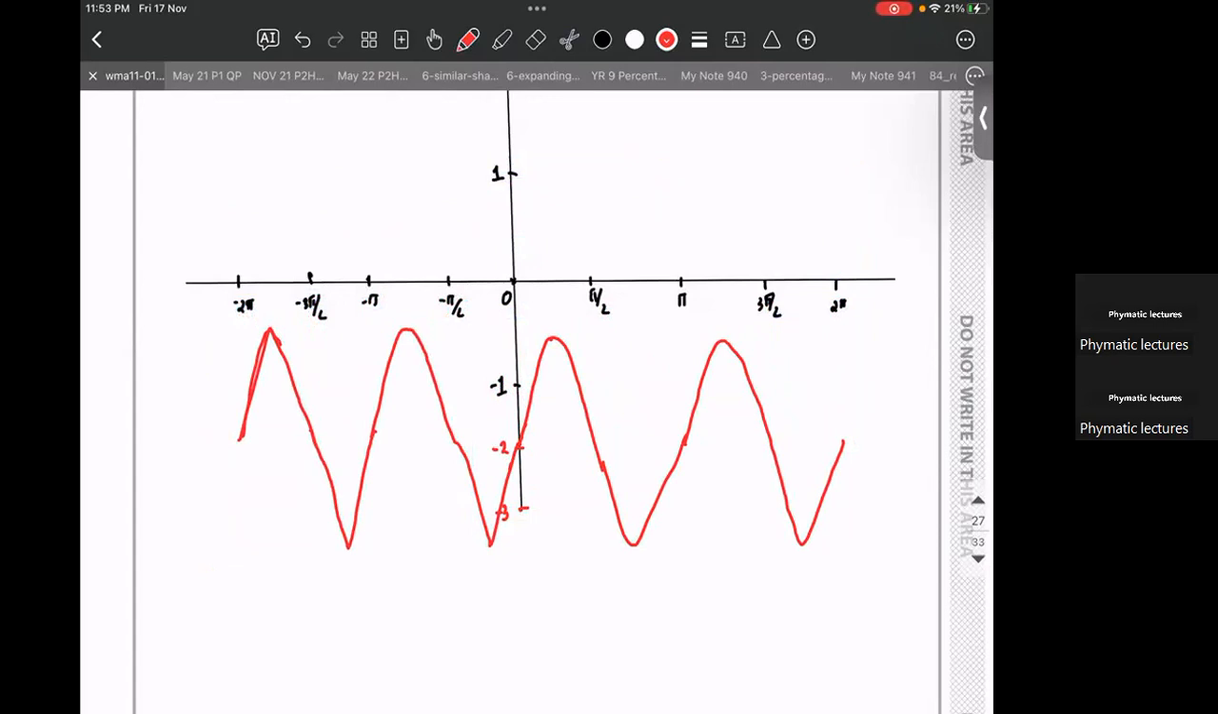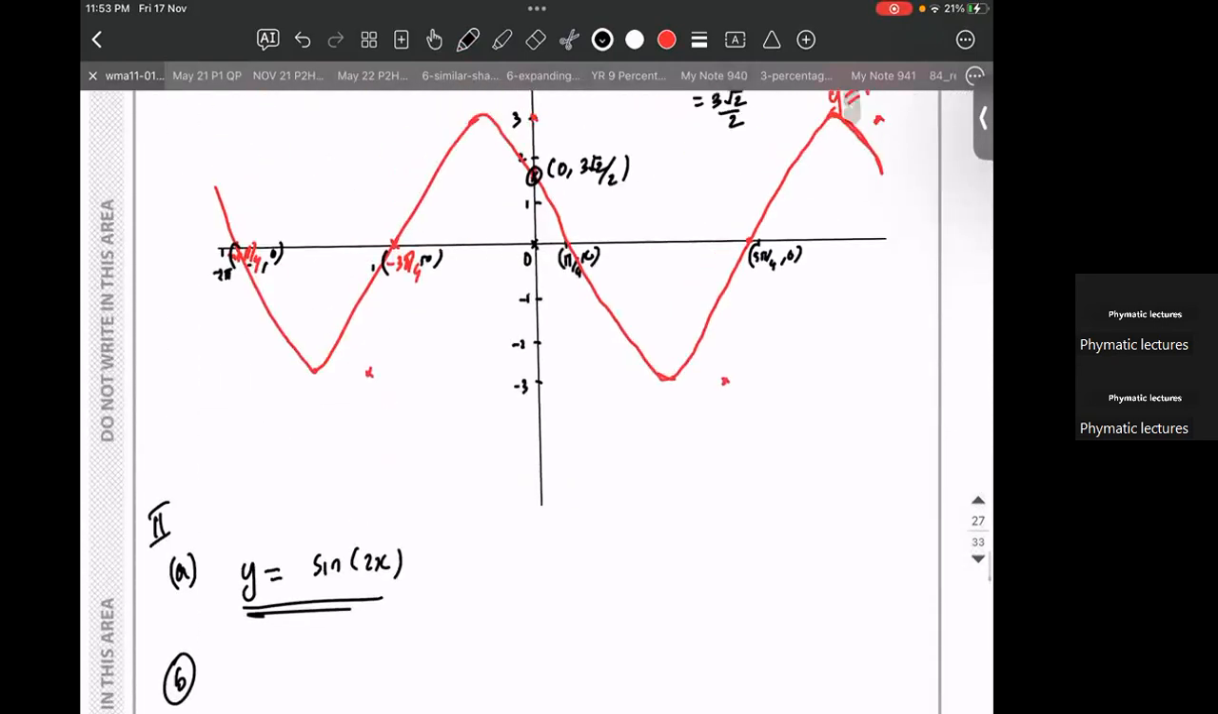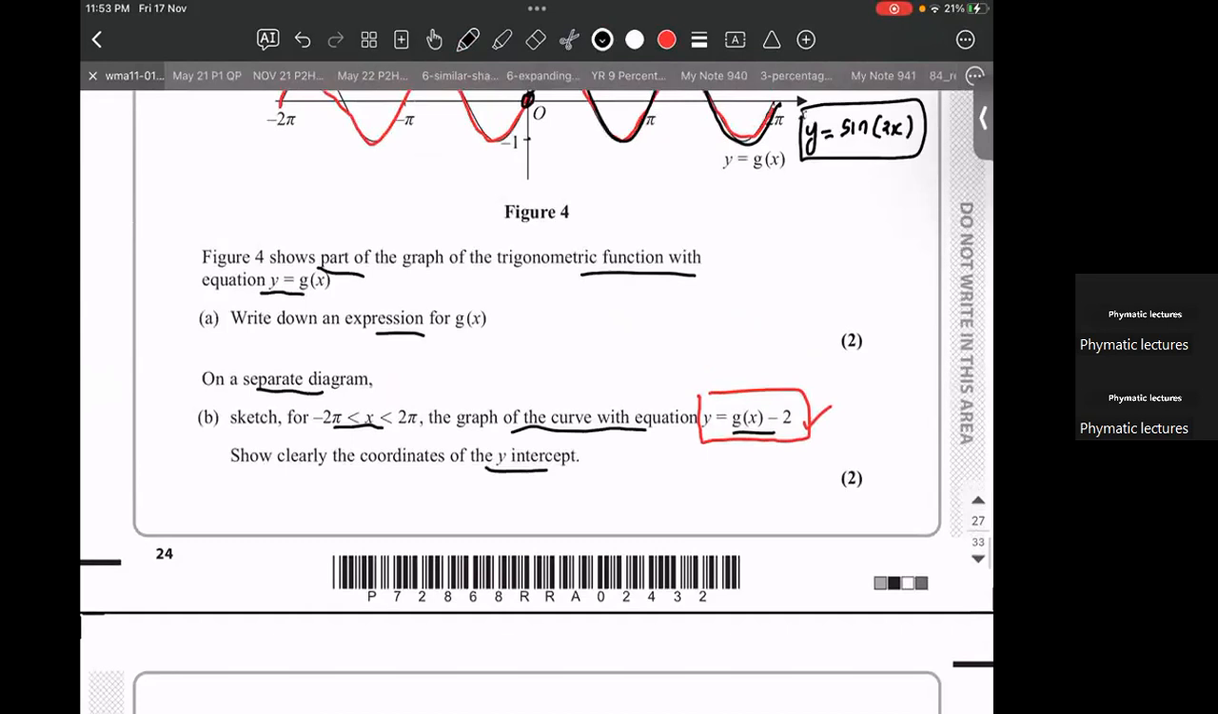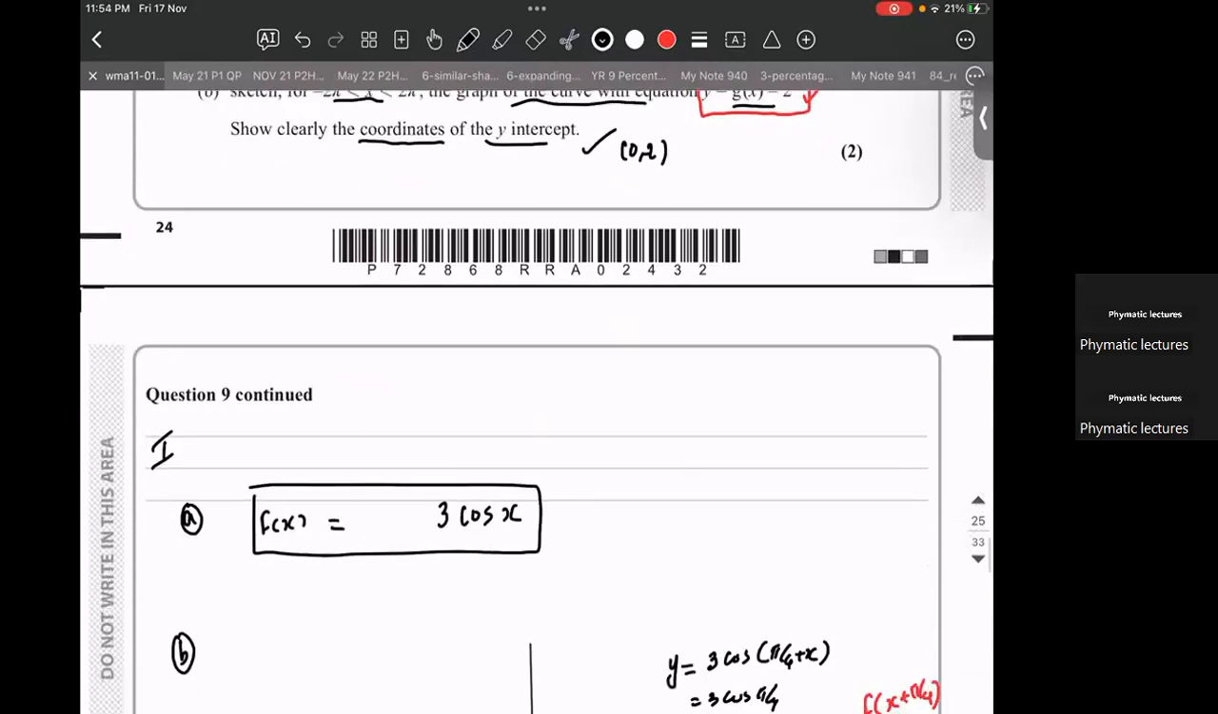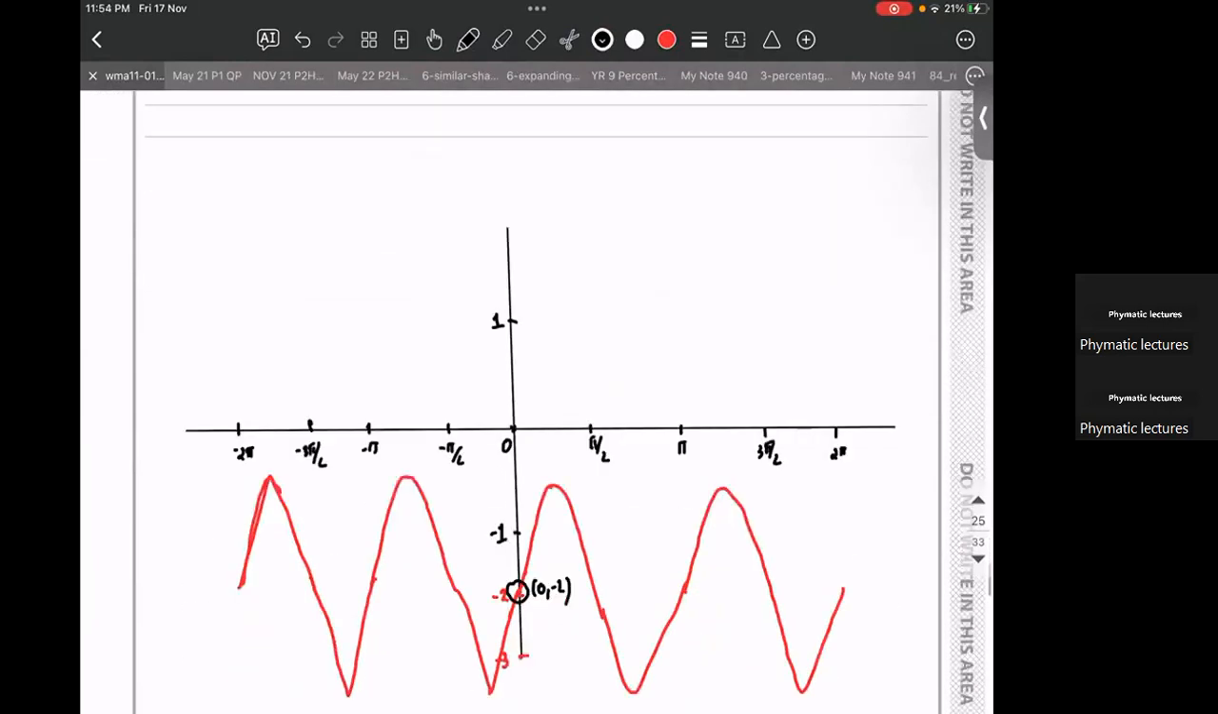Then the graph we will be shifting 2 units downward. So only one y-intercept you can see. This is the y-intercept. What is the y-intercept? 0, comma, minus 2. Clear? Because they are asking to sketch, and after that also show clearly the y-intercept. The y-intercept is 0, comma, minus 2. Clear? So this is the idea behind this question.